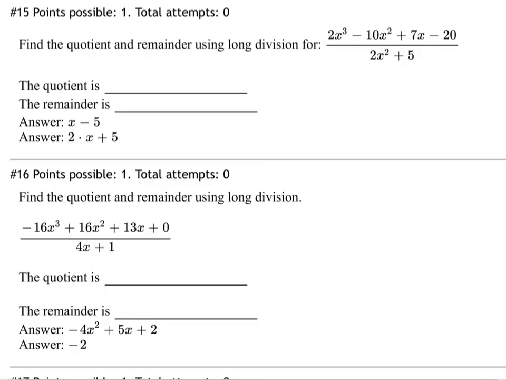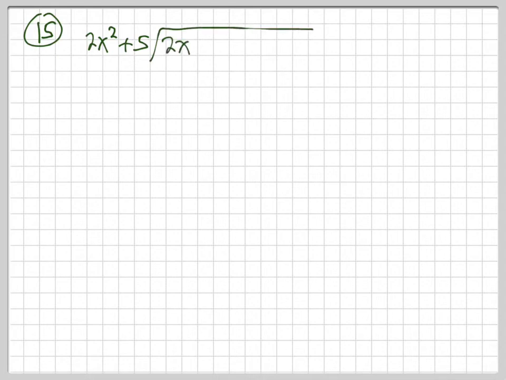15. Find the quotient and remainder using long division. All right, this is a little painful. Going to do some long division here for 15 and 16. Let's get some space. So number 15, I'm going to turn this into a long division problem. 2x squared, you put the bottom over onto the left. And we've got 2x to the third minus 10x squared plus 7x minus 20.